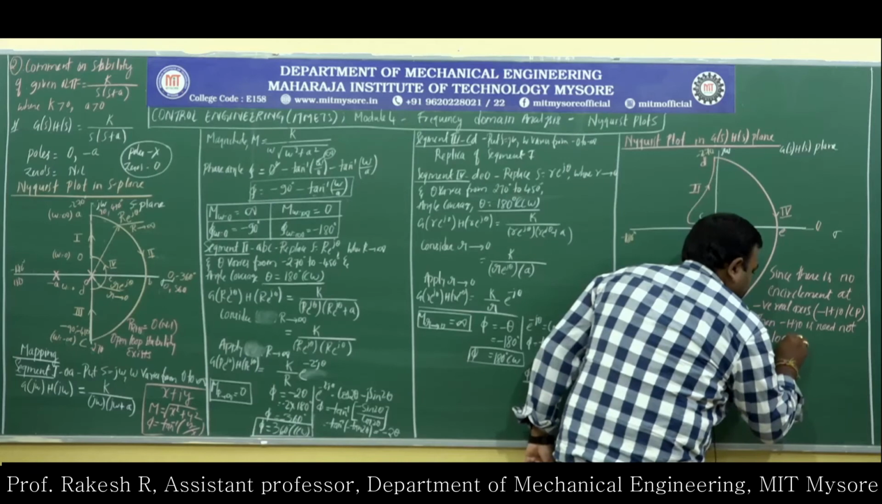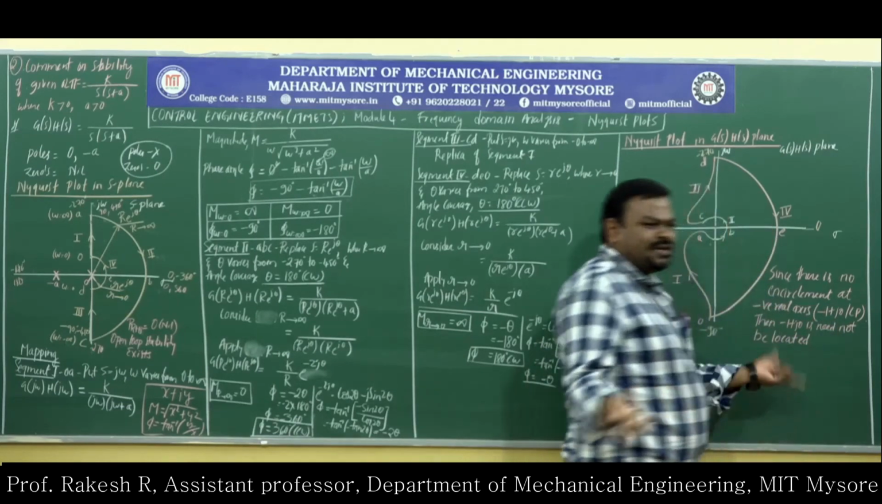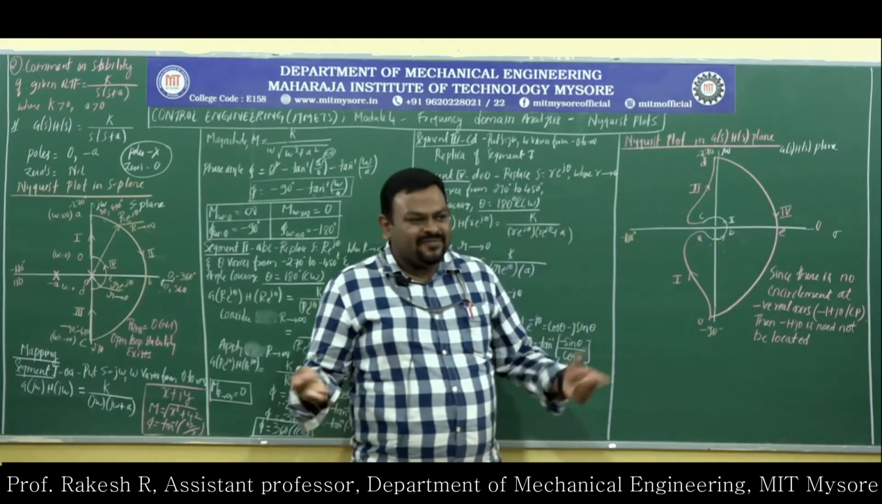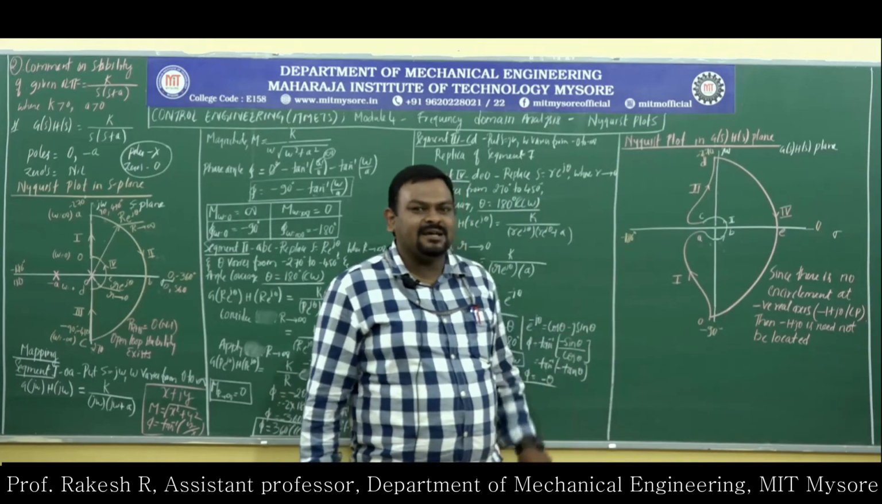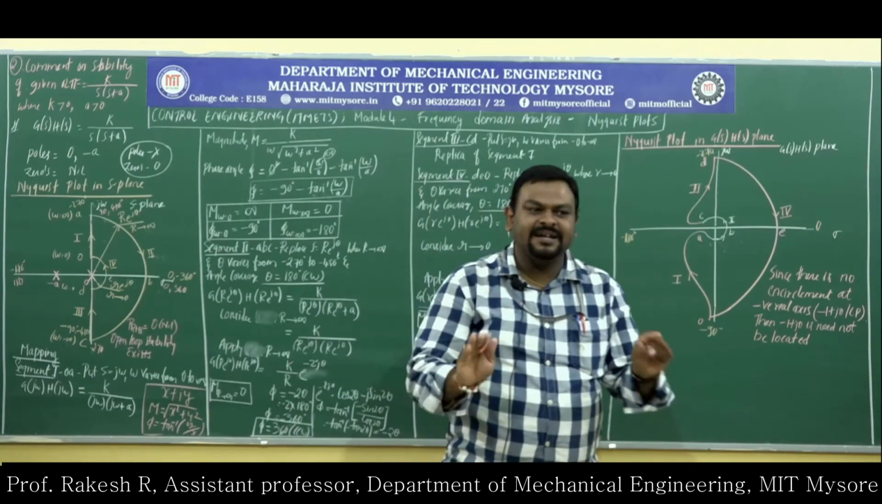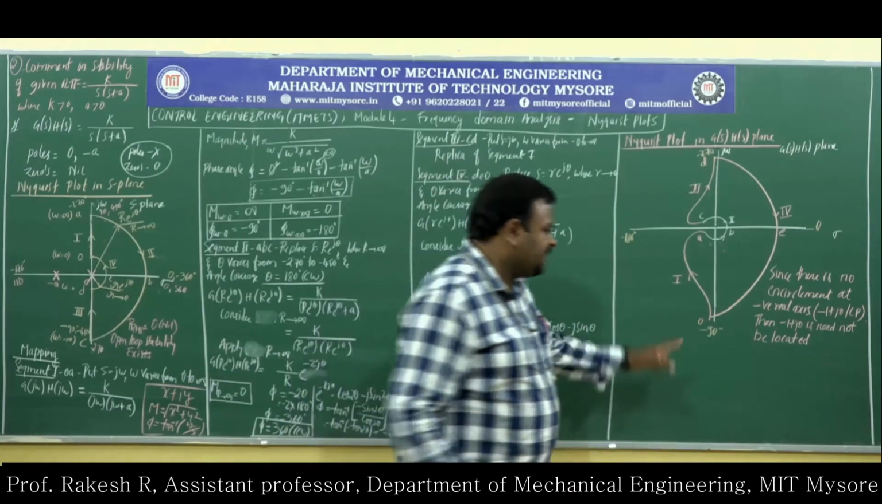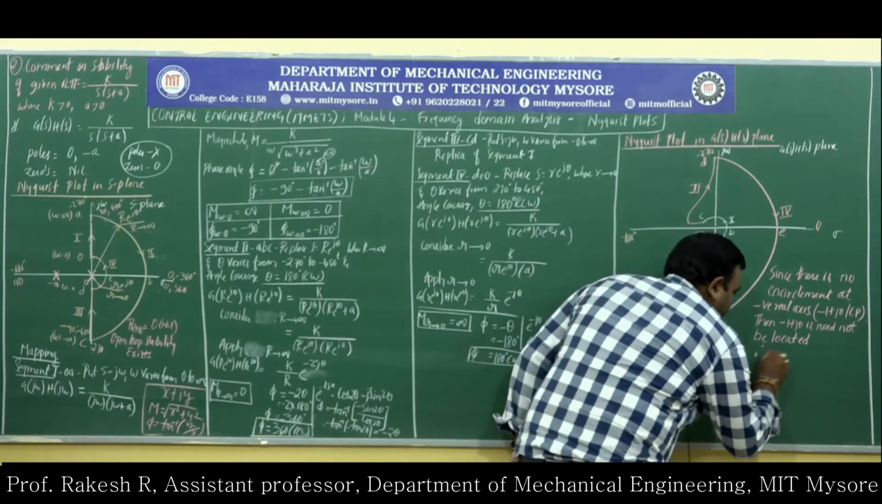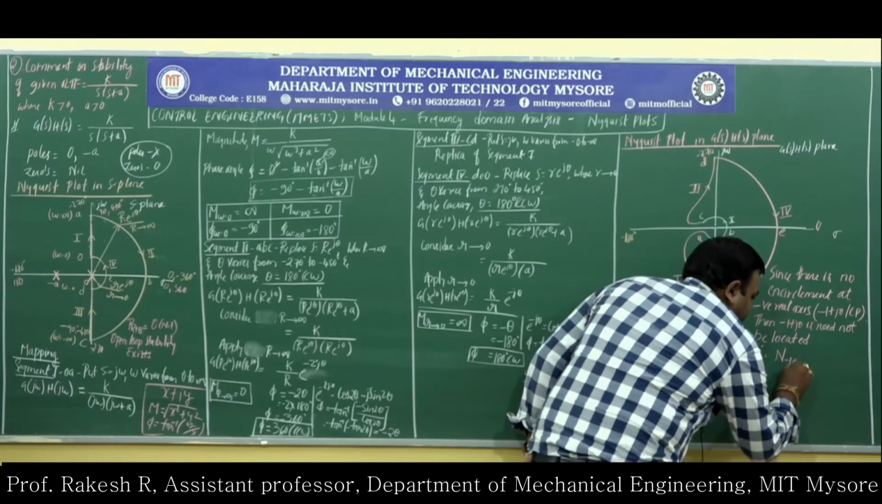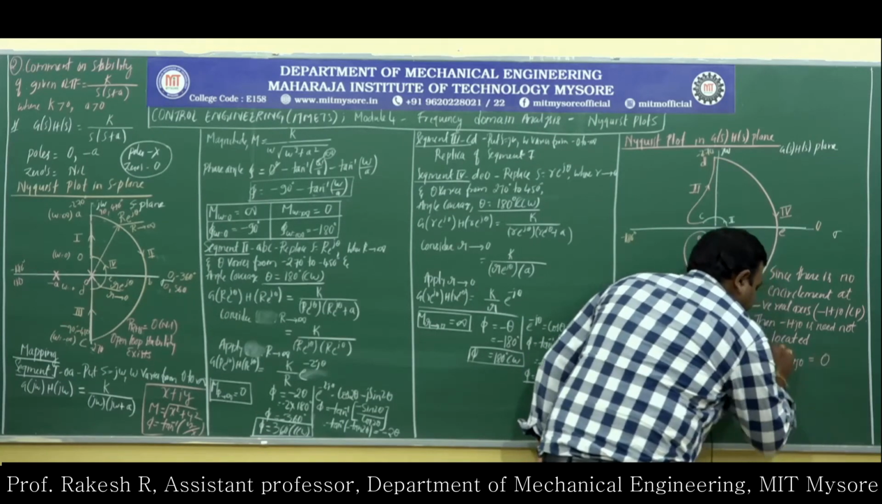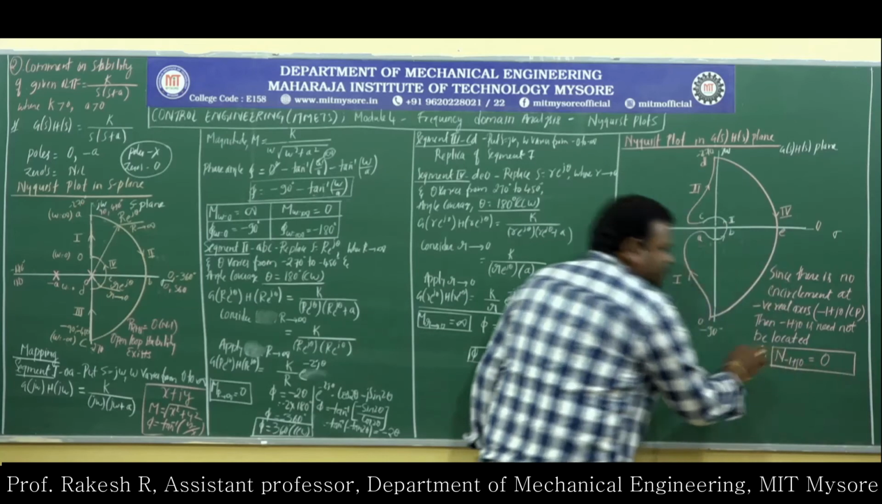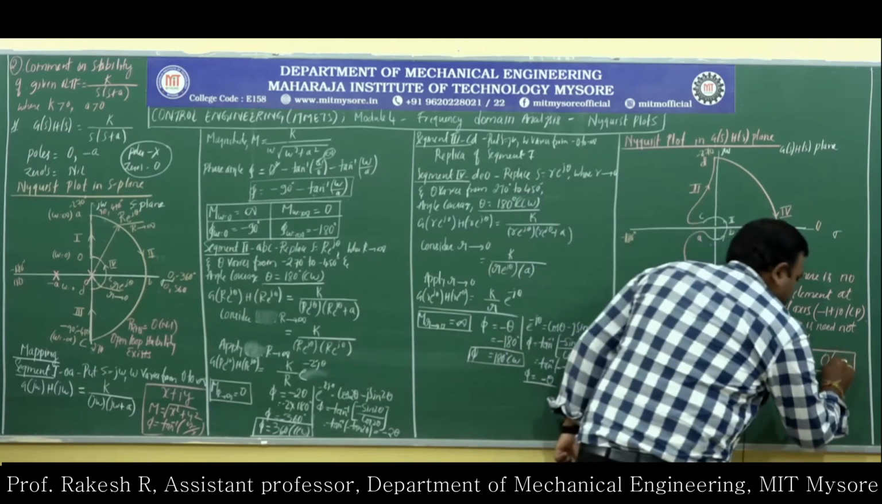Why? Because there are no encirclements. If there are no encirclements at the negative real axis, then even if you calculate the critical point, you won't get any encirclements directly. Therefore, N of minus 1 plus j0 will be equal to 0. Directly you can write this statement. So it is nil.